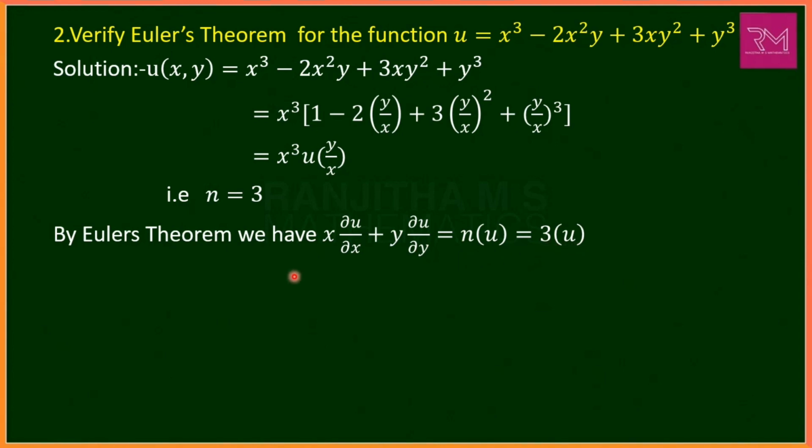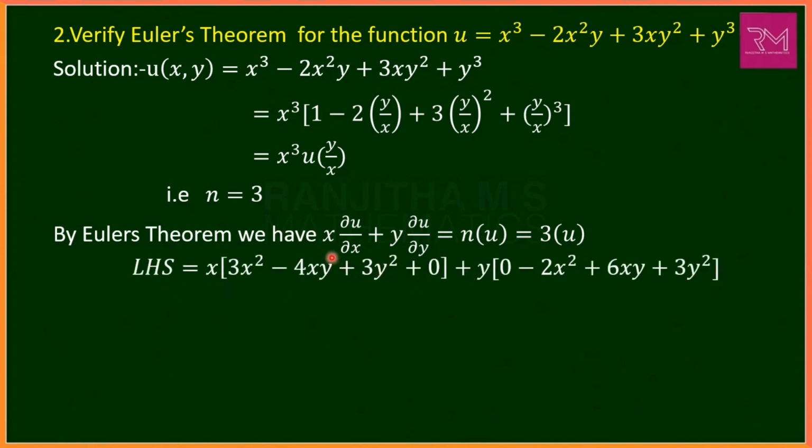That is, to verify Euler's theorem means we have to show that LHS of this Euler's theorem is equal to 3 into u. For that, consider LHS of the equation, that is LHS is equal to, here x into del u by del x is, here we have to differentiate this u term with respect to x partially. We get x into, differentiation of x cube is 3x square minus, here 2 into y is constant, take as it is, into differentiation of x square is 2x. Hence we get 2 into 2 is 4xy. Plus 3y square is constant, take as it is, into differentiation of x is 1. So we get 3y square plus here no x term, so we get the value as 0 plus y into here del u by del y is, we have to differentiate this equation partially with respect to y.